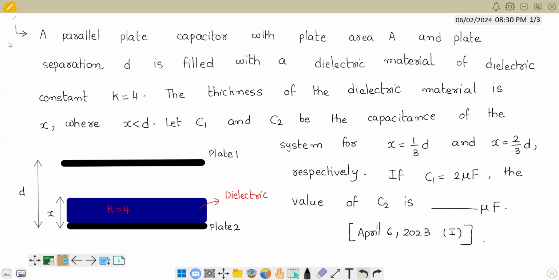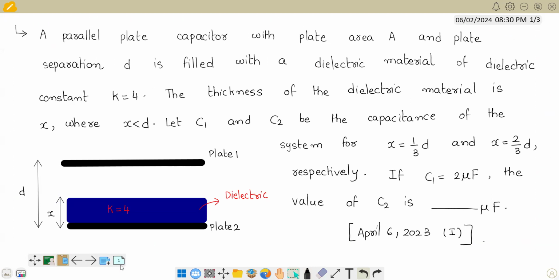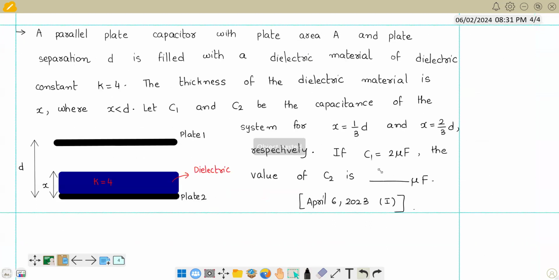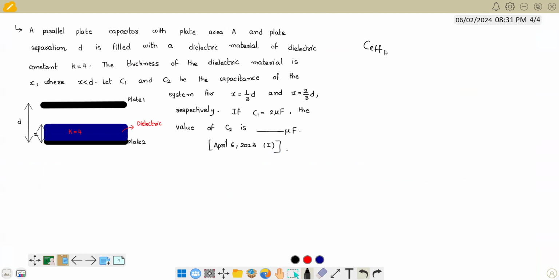So coming back to our problem, I'll just copy paste this problem. Let us use our formula to solve it. C effective, or C new, if you insert a dielectric between the plates, the formula will become C naught into D divided by D minus T plus T by K. He is saying let C1 be the capacitance of the system when X is 1 by 3 D. We have taken T, he has taken it as X.